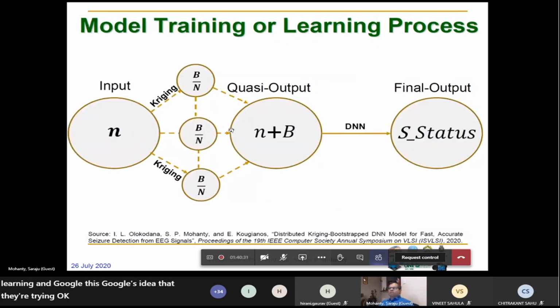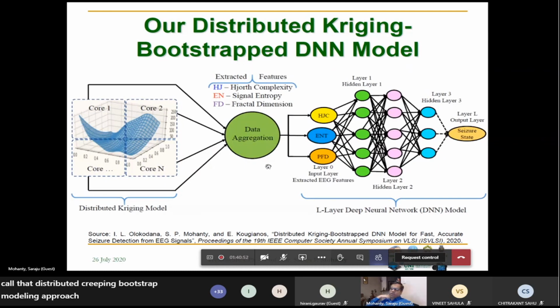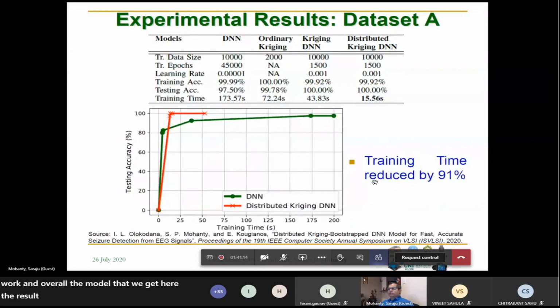And this is Google's idea. Here we came up with our own instance, where with each data set, which has a lot of correlation, we develop a kriging model on 1 by nth of the sample of the data, and then we train the neural network model, which we call a distributed kriging bootstrap modeling approach, and this is doing quite well. As you can see here, different portions of the data are developed at different computers or different cores, and then those models are aggregated, and this trains the same neural network.